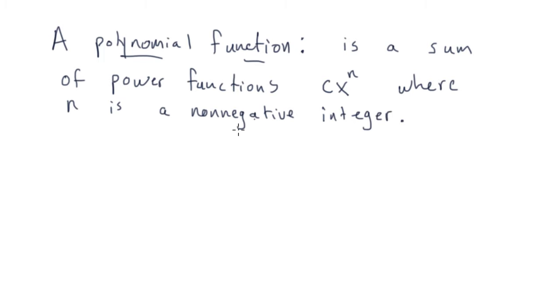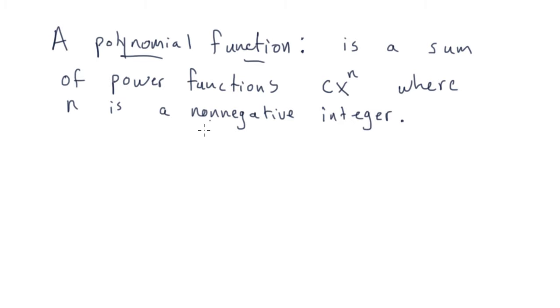So now I say non-negative because I actually want to include 0. Because notice that if n is equal to 0, x to the 0 will be 1, and we'll just have c. So we're actually allowing constant terms. We're allowing x to the first terms, x to the second terms, x to the third terms, etc. So that's what a polynomial function is.